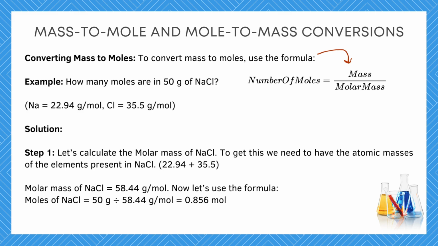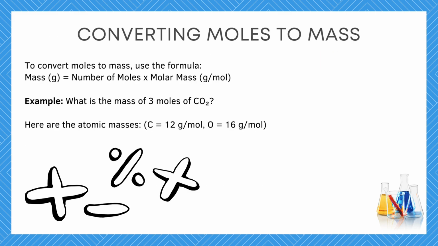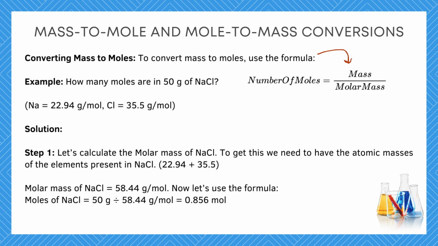So now we have the mass, we have the molar mass. We can now get the number of moles. Remember the formula, number of moles is mass divided by molar mass. What is the mass? 50. What is the molar mass? 58.44. So we simply say number of moles of NaCl is equal to 50 divided by 58.44. That gives us 0.856 moles. I hope that is clear. That's it for converting from mass to number of moles.